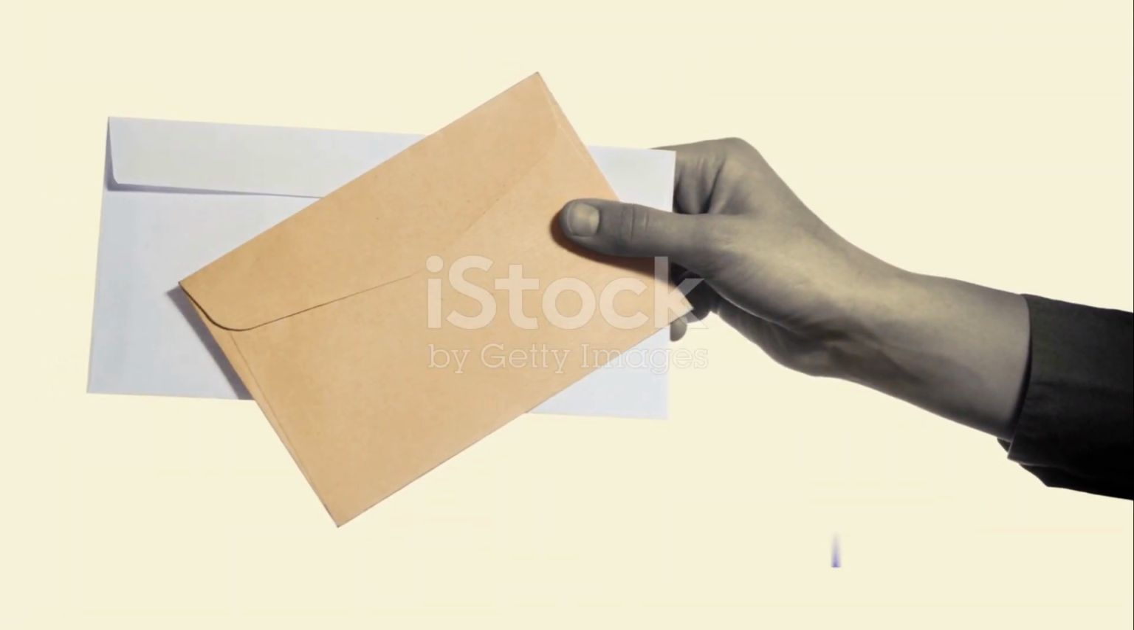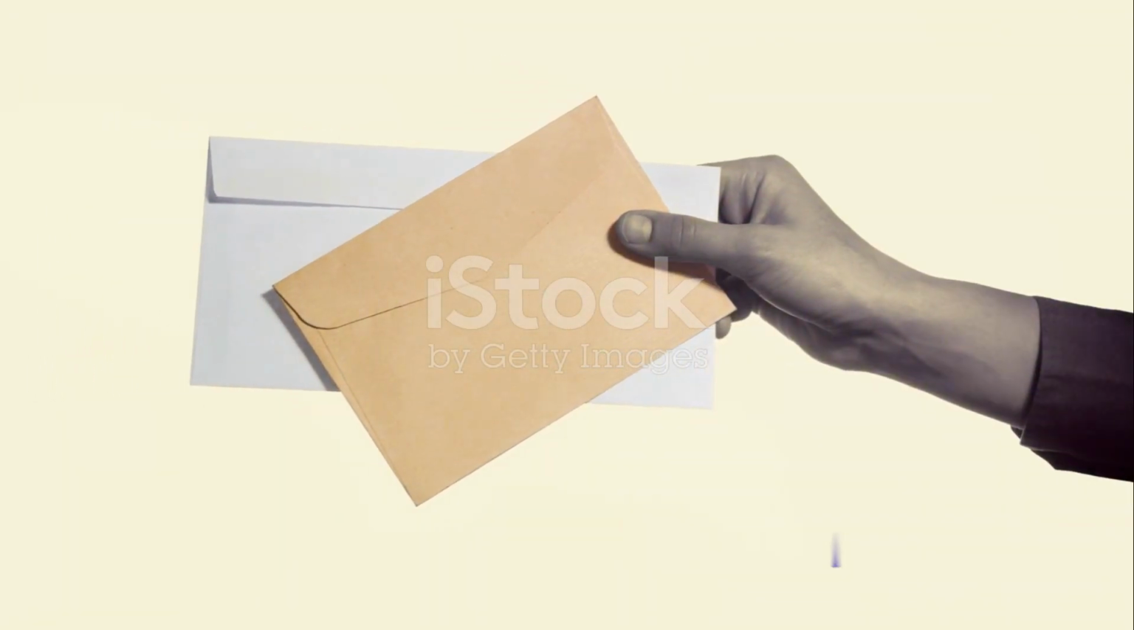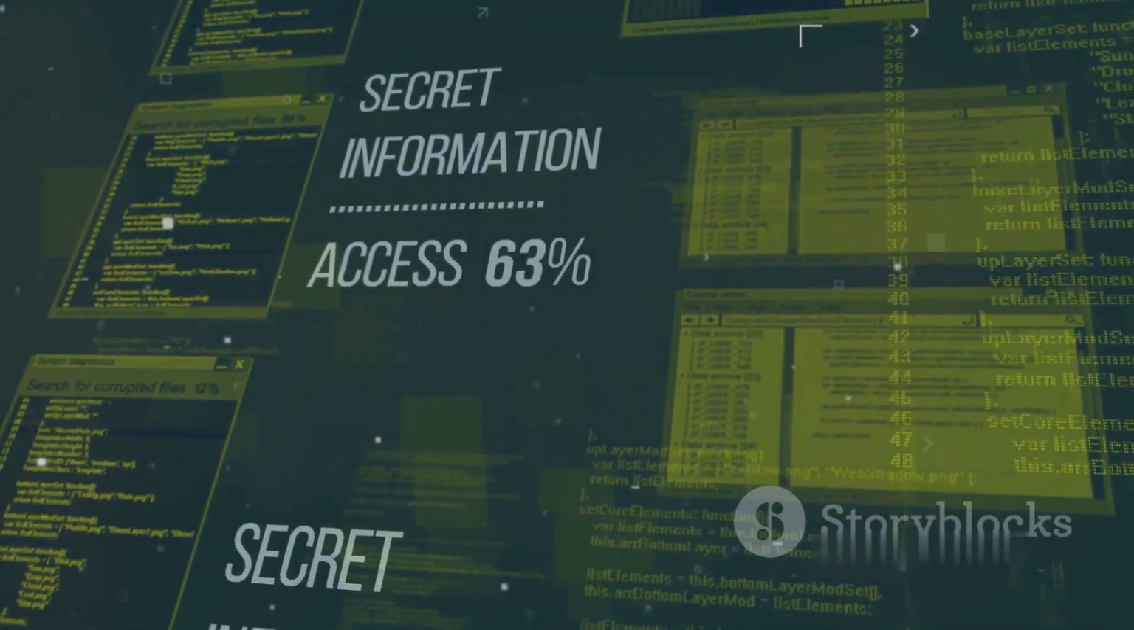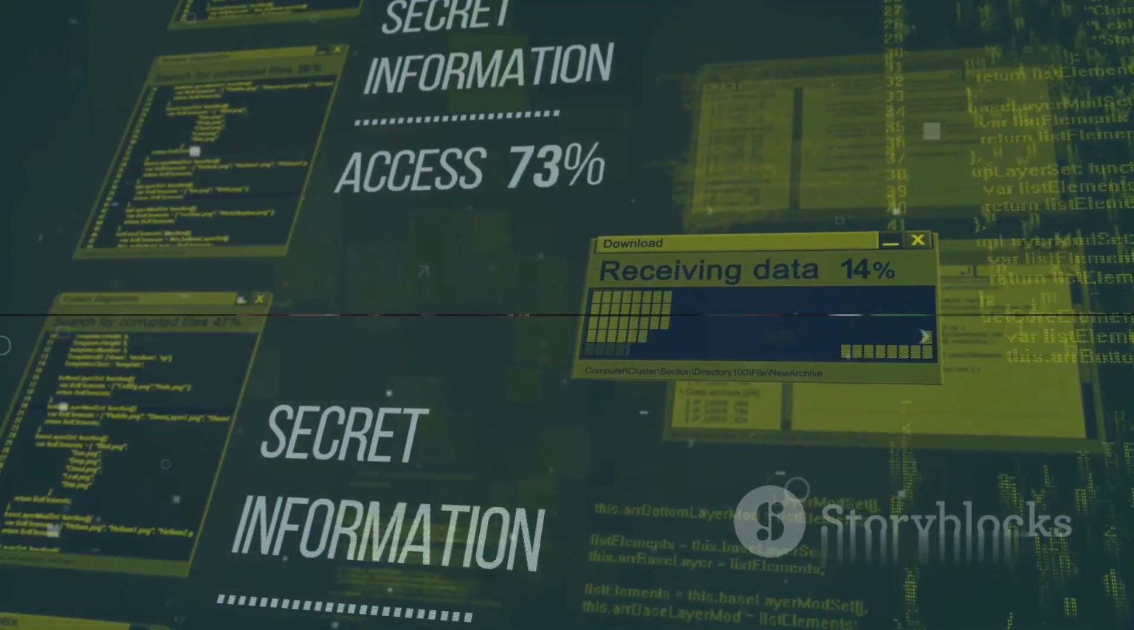Picture a stealthy bandit intercepting a letter on its way to the recipient. This is the essence of what hackers do using a method known as the man-in-the-middle attack.